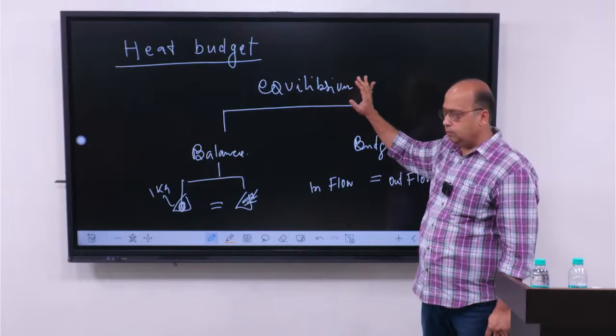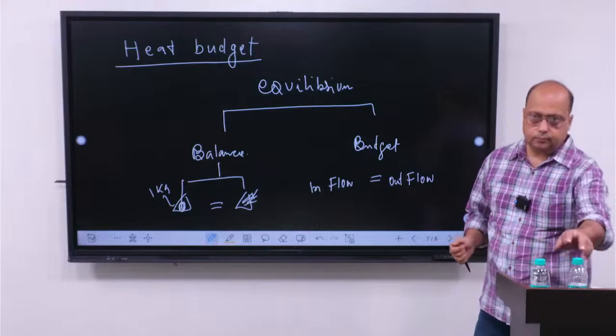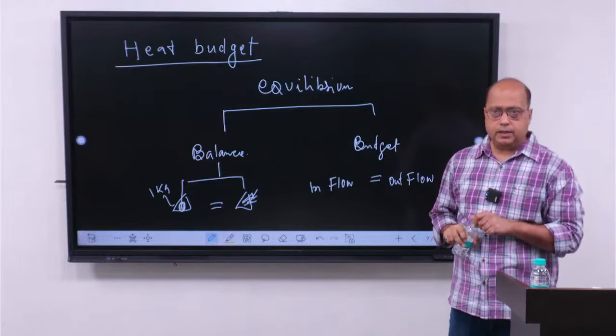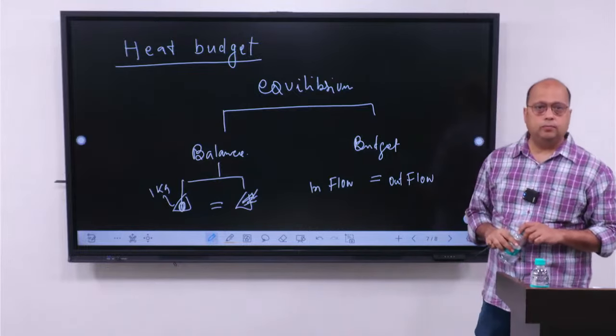ठीक है? तो इसको draw कर लो आप. Let us draw this. And write: the budget is an equilibrium between inflow and outflow.